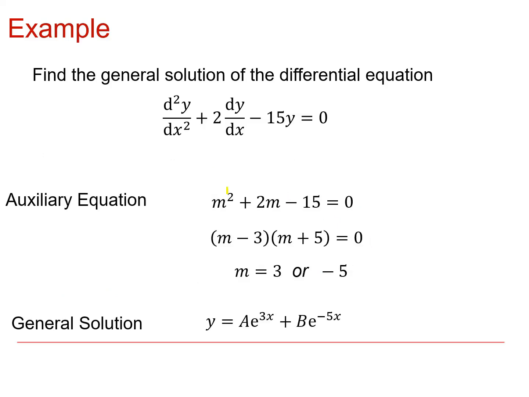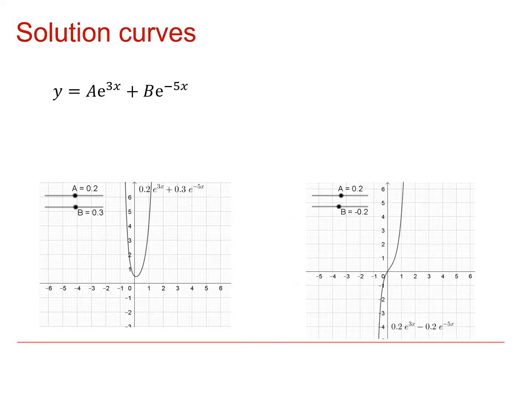There is that written up more neatly for you. There's the auxiliary equation, which we go on to solve, which gives rise to two parts in the general solution. Okay, so what kind of curves do we get from that type of general solution? Here's a couple of plots, one with a equal to 0.2 and b is 0.3, and the other has a equals 0.2 and b is minus 0.2, and notice that the curves look very different, and this is down to the value of the two constants.